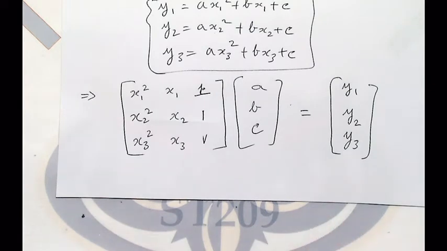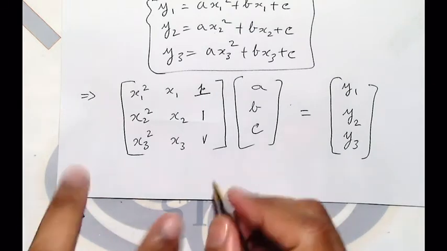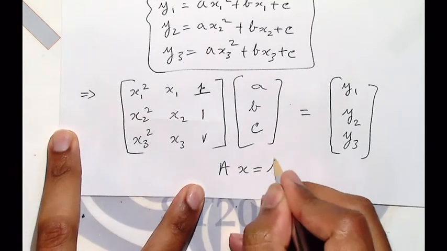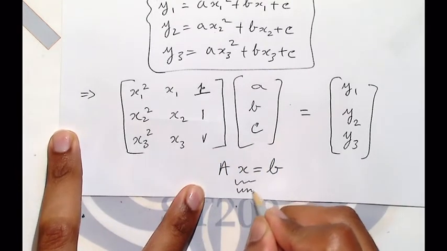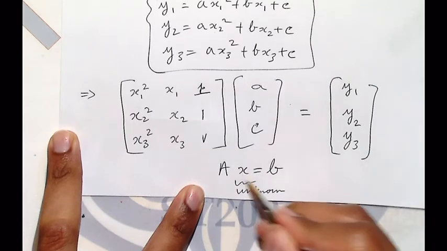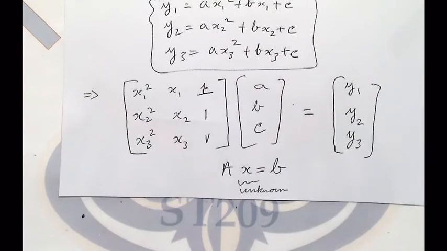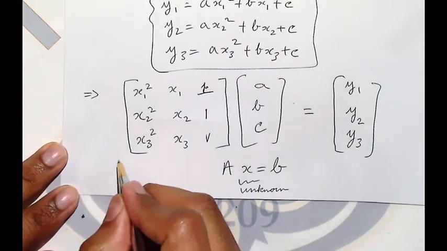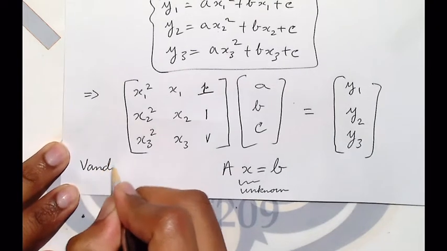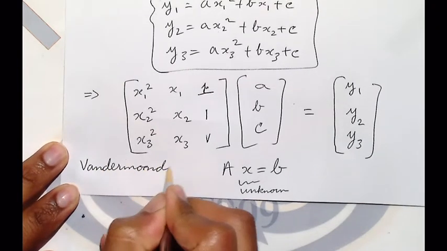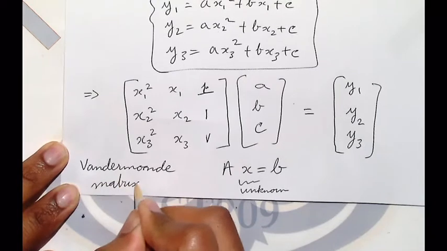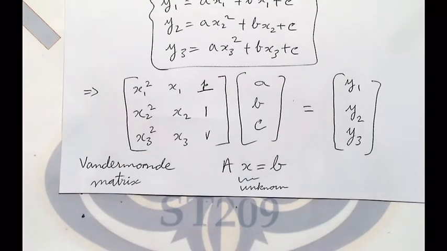Okay, so now we have a matrix solution. Does this look familiar? It's just what we were doing yesterday, AX equals B, where this is unknown. Okay, now my X unknown vector is actually the ABCs. Make sense? And this special matrix is called a Vandermonde matrix. So anytime you have data and you want to interpolate in between, this is one way you can do it. You can fit a polynomial. This is called a Lagrange polynomial.